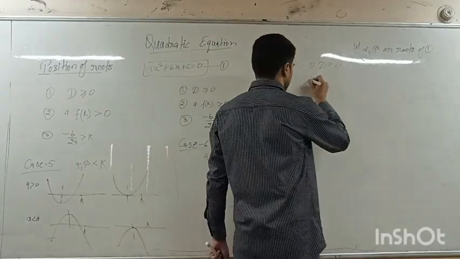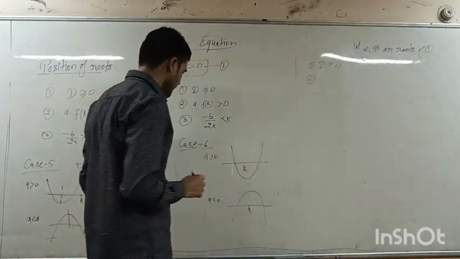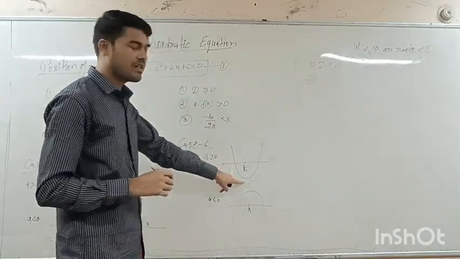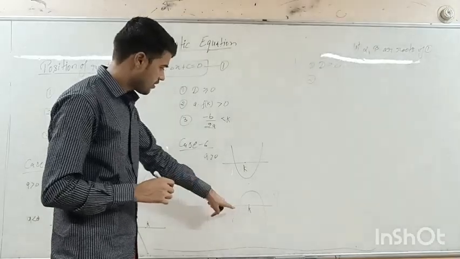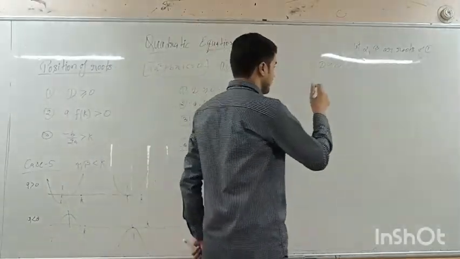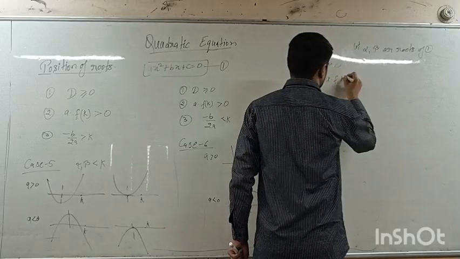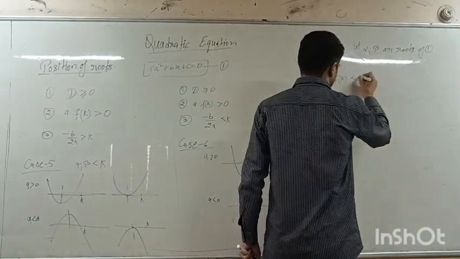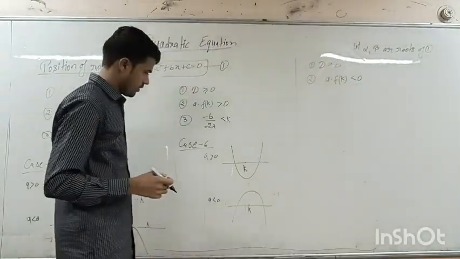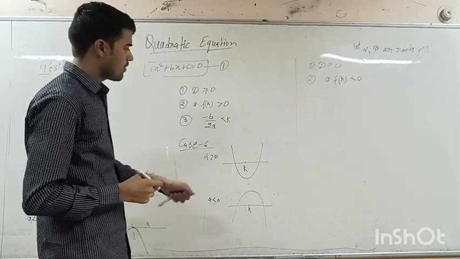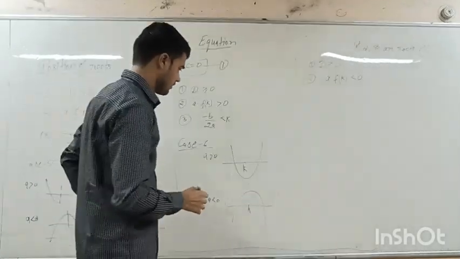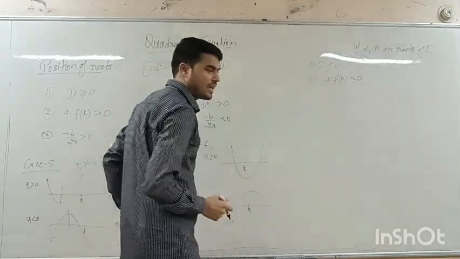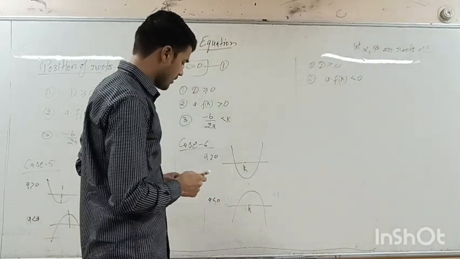So the other condition is, can we say anything about a and f(k)? If a is greater than 0, f(k) is negative. If a is less than 0, f(k) is positive. So a and f(k) have different signs, so a times f(k) will be less than 0. Can we say anything about minus b by 2a? Actually we cannot, because the vertex can be slightly on this side of k or on the right side of k. So we cannot say anything about minus b by 2a here.